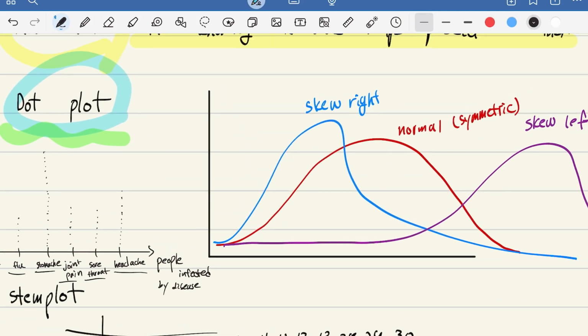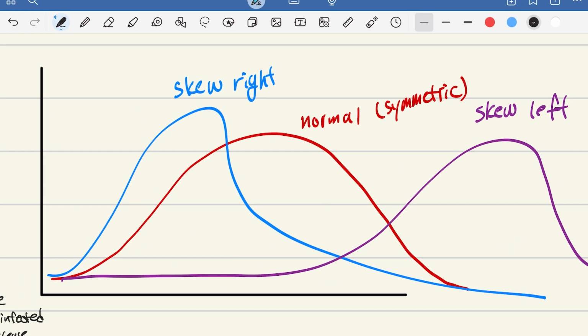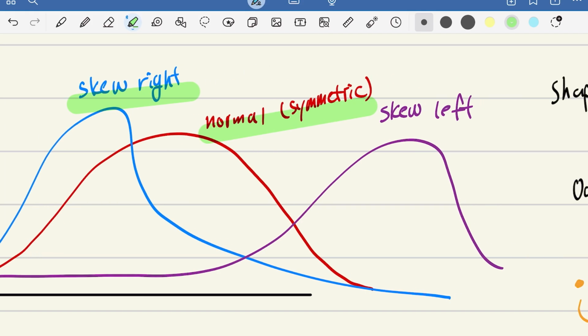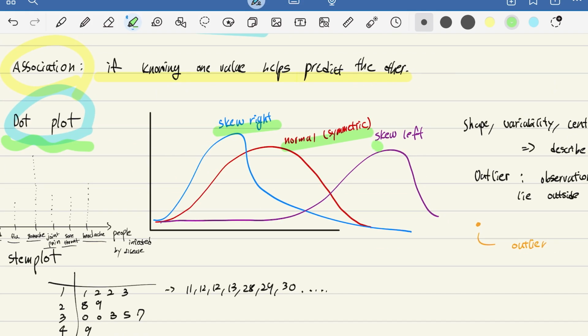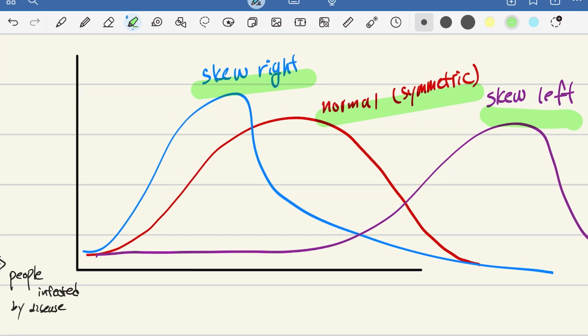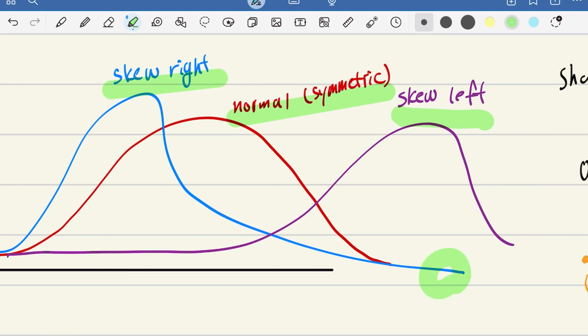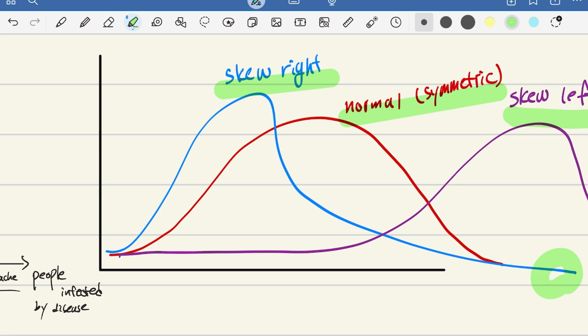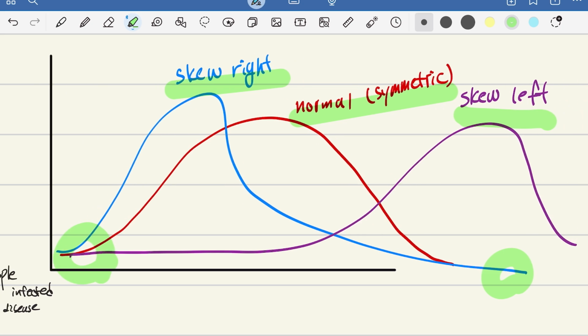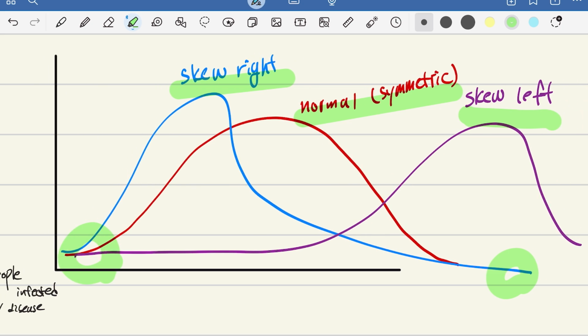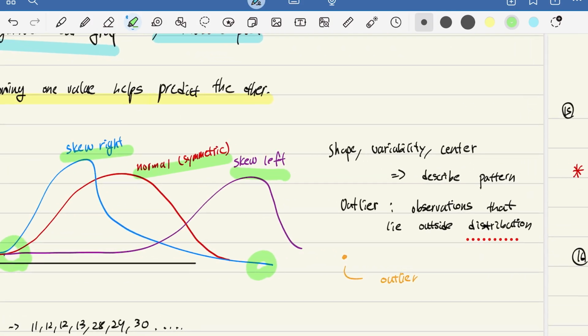And these kinds of dot plots sometimes make a certain shape. And those are the shapes that we have to focus on. The first shape would be skewed right. The second shape would be normal, which we also call symmetric. And the third shape would be skewed left. Skewed right means that they have a long tail on the right side. Skewed left means that they have a long tail on the left side. And normal, which is symmetric, means literally symmetric.